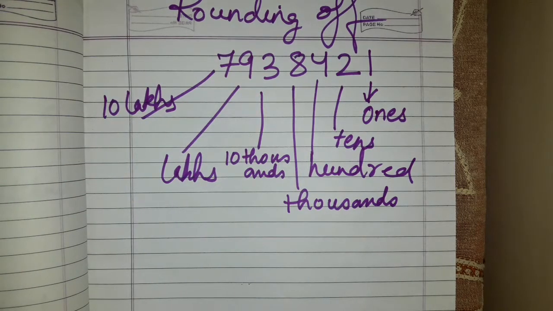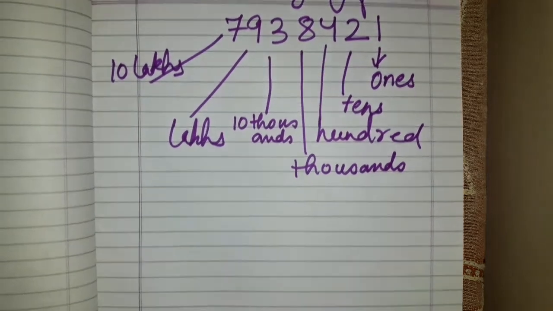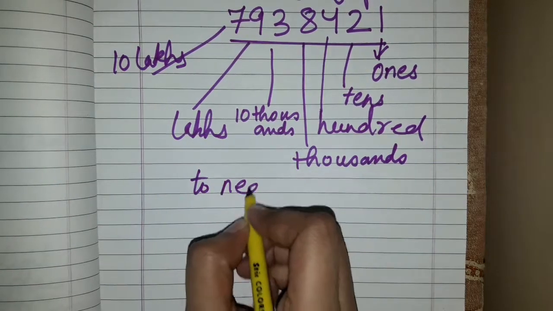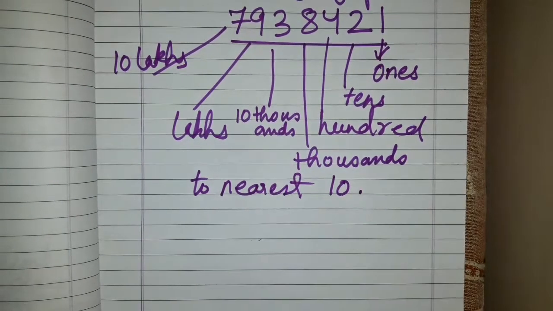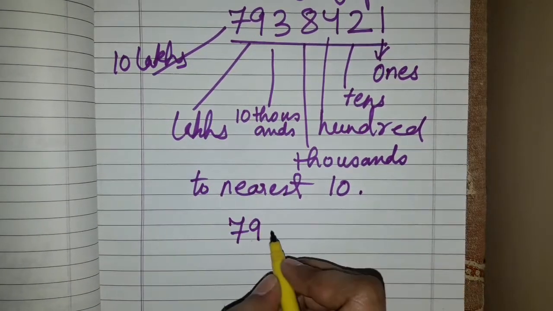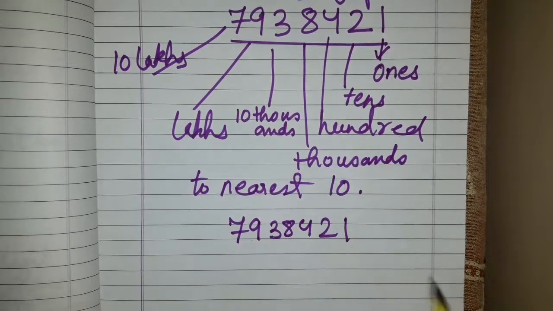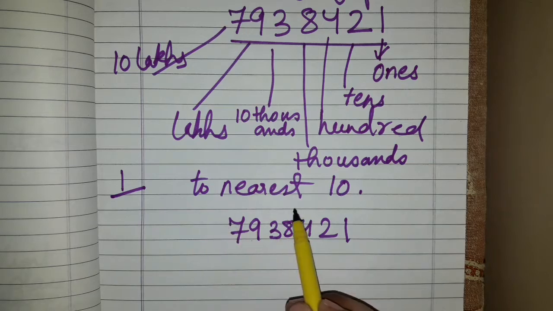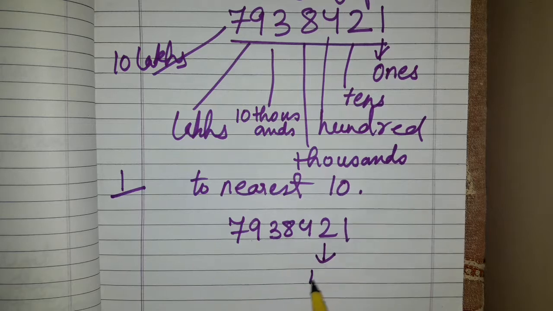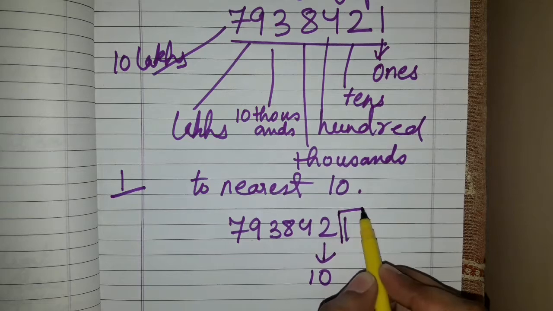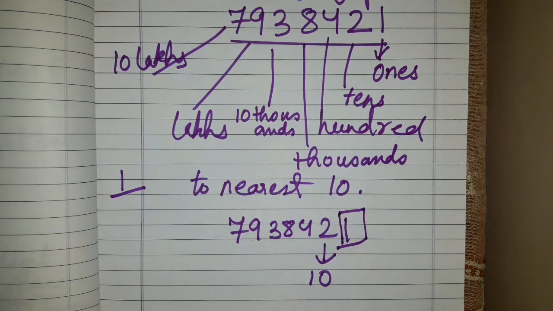Now let's see what the chapter is all about. Suppose they are asking us to round off the number to nearest 10. Suppose the number is 38421. Let's take the same number. Now they are asking us to round off. The first case is to round off to the nearest 10. So we know this digit belongs to which place value? 10. So we will not see this digit. We will see the digit which is mentioned on the right hand side.